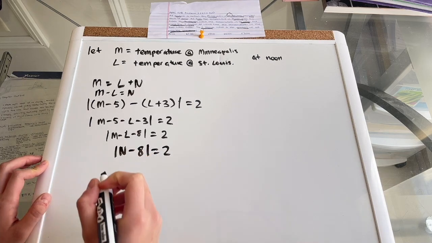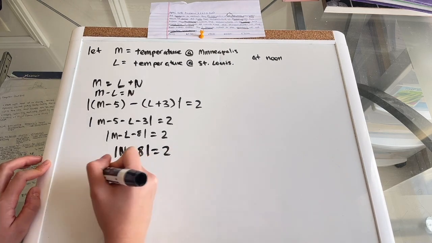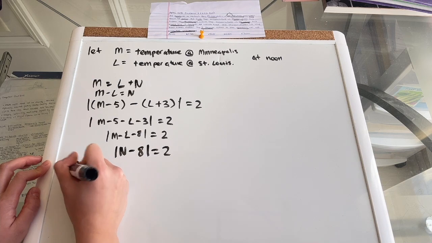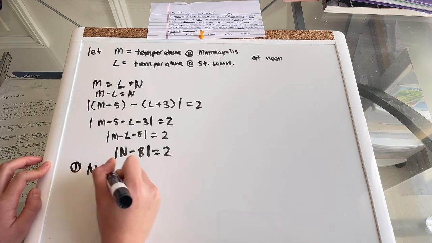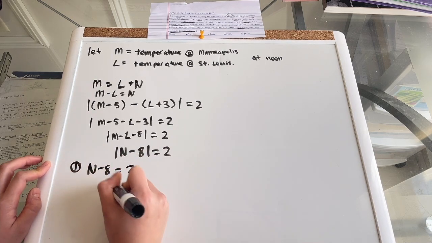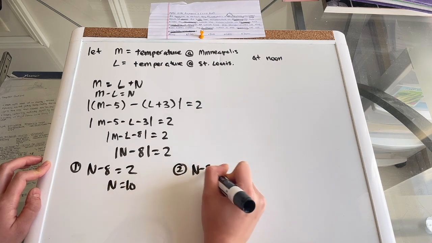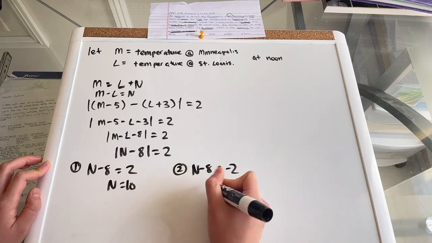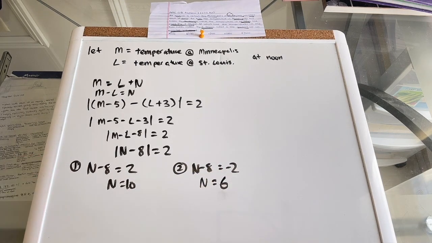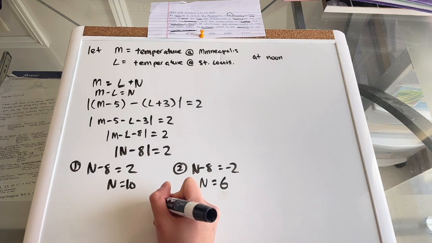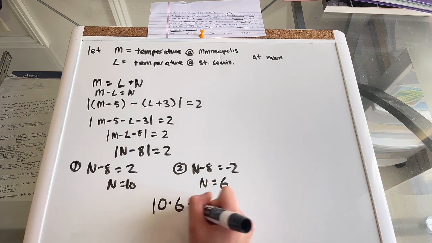And then now there are two cases. The first case is if this is positive. So the first case would be n minus 8 equals 2, so n would equal 10. And then the second case would be n minus 8 equals negative 2, so n would equal 6. Now it is asking you for the product of all possible values of n. So it would be 10 times 6, which equals 60.